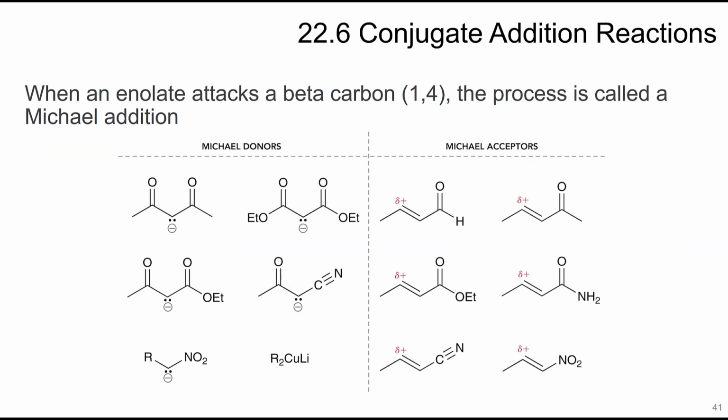When an enolate attacks a beta carbon, or the 1,4, the process is called a Michael addition. So we have Michael donors. These are all the ones that are doubly stabilized. And these are Michael acceptors. So this is where it's going to attack at the 1,4 position. So if you use the combination of these with these alpha-beta unsaturated carbonyls, or you have nitro and nitriles, you'll get a 1,4 attack.